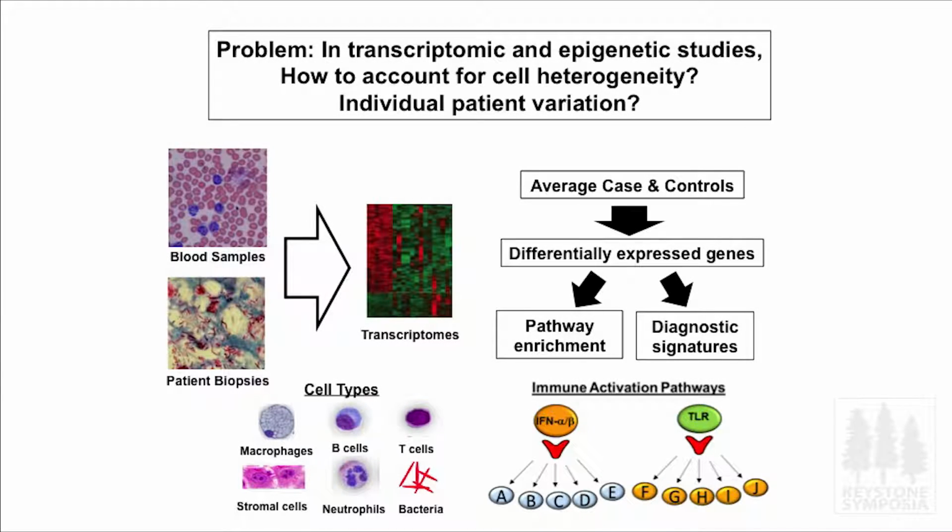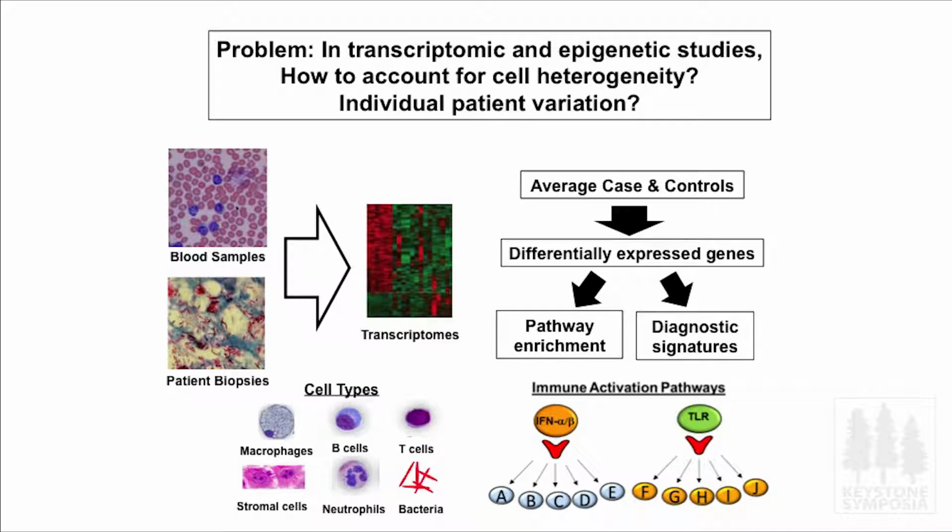One of the problems that I'm trying to address is the analysis of clinical samples, such as blood or patient biopsies, with transcriptome or methylome analysis. Normally, this is a straightforward approach of averaging the cases versus controls, finding differentially expressed genes, pathway enrichment, maybe finding diagnostic proteins for diagnosis. But one of the problems is that these patient biopsies and clinical samples have differing numbers of cell types, which may confound the analysis of this data.